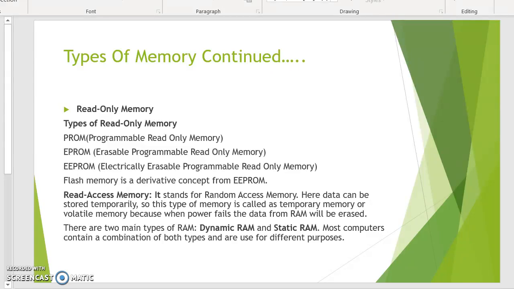Now let's talk about the random access memory. RAM stands for random access memory. Here data can be stored temporarily, so this type of memory is called temporary memory or volatile memory, because when power fails, the data from RAM will be erased.